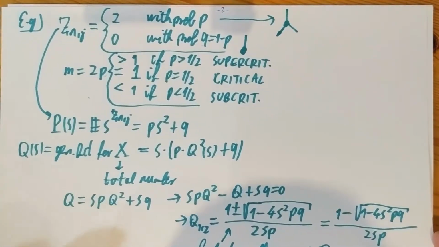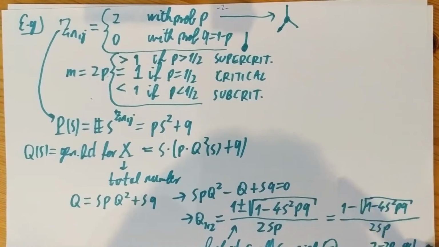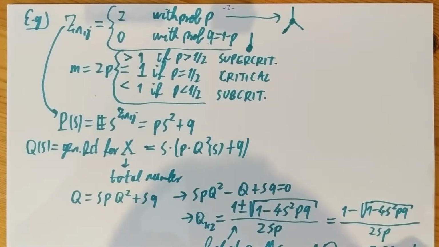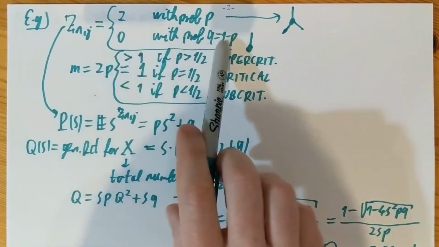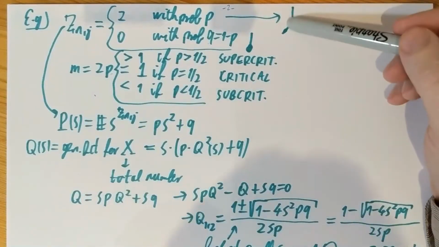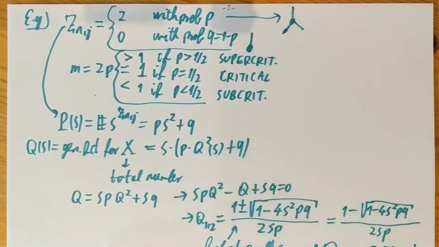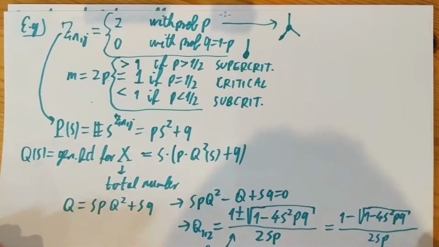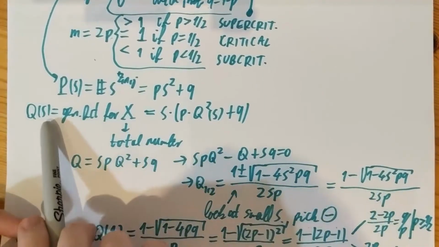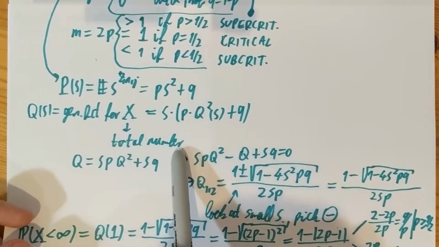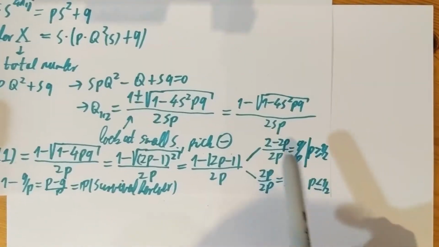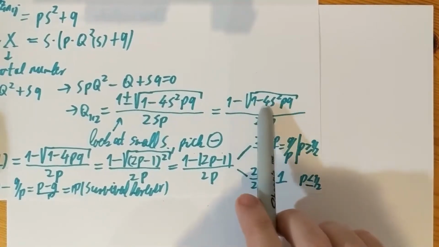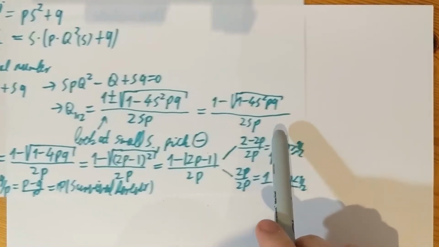I want to start this video by recalling a calculation we did with a special type of branching process, or Galton-Watson process. We had the offspring distribution as 2 with probability p or 0 with probability 1 minus p. So either there was a branching or there was a death event for the individual amoeba, and we found the generating function of the total number of individuals that ever existed in this branching process to be 1 minus square root of 1 minus 4s squared pq over 2sp.